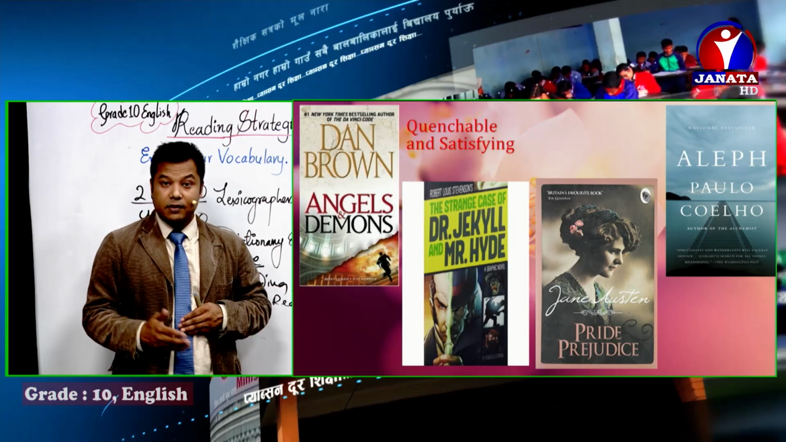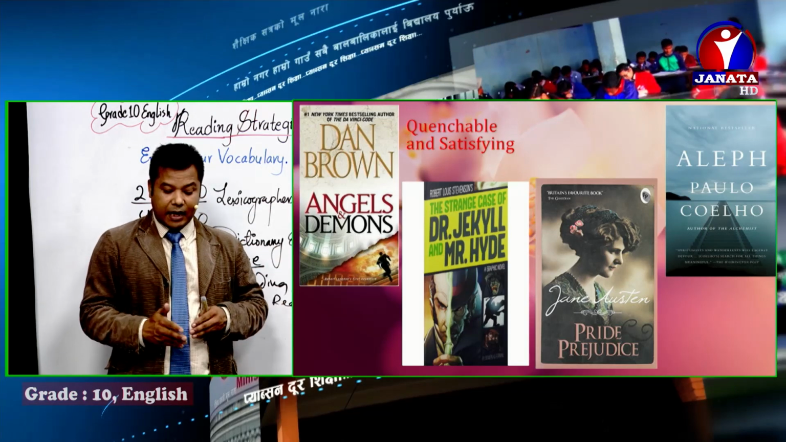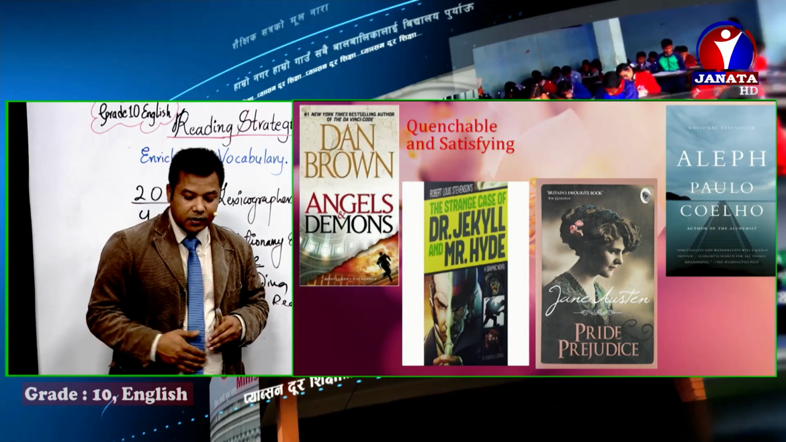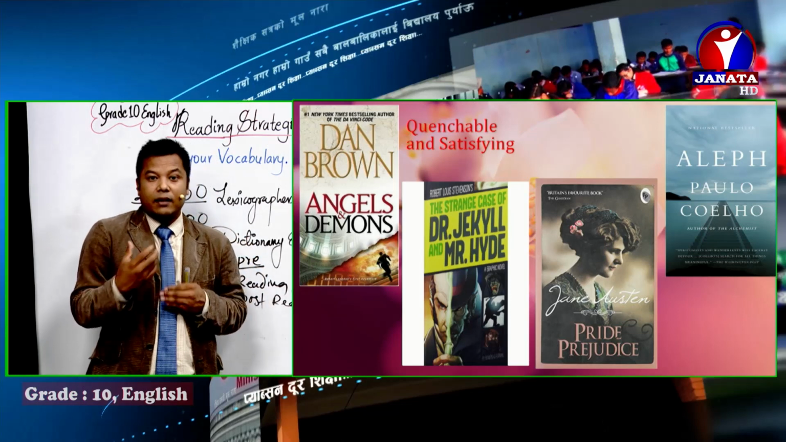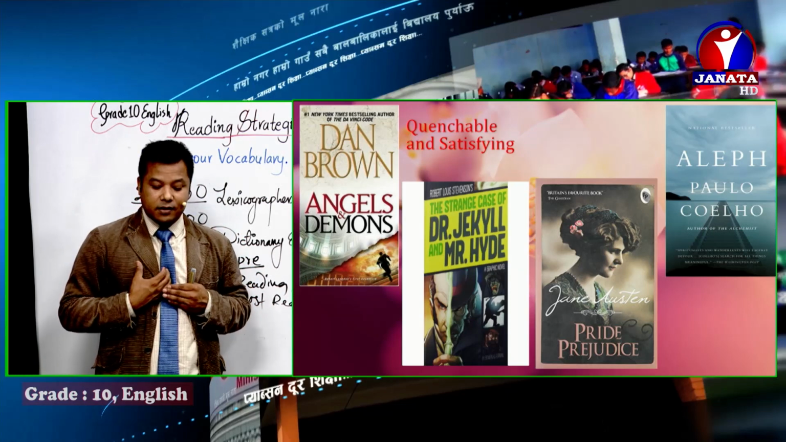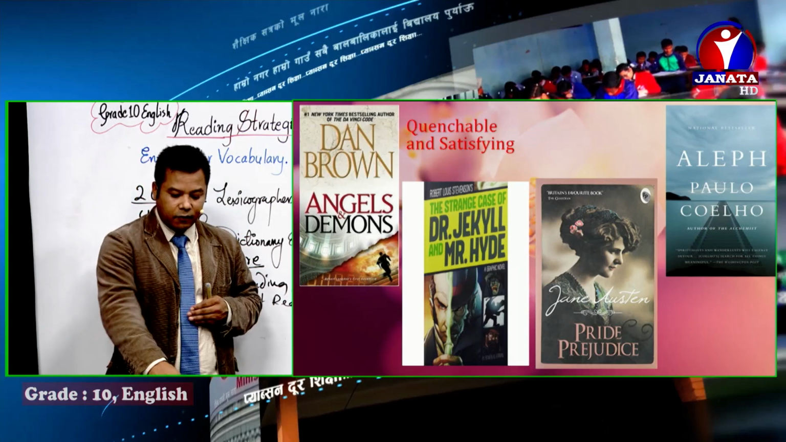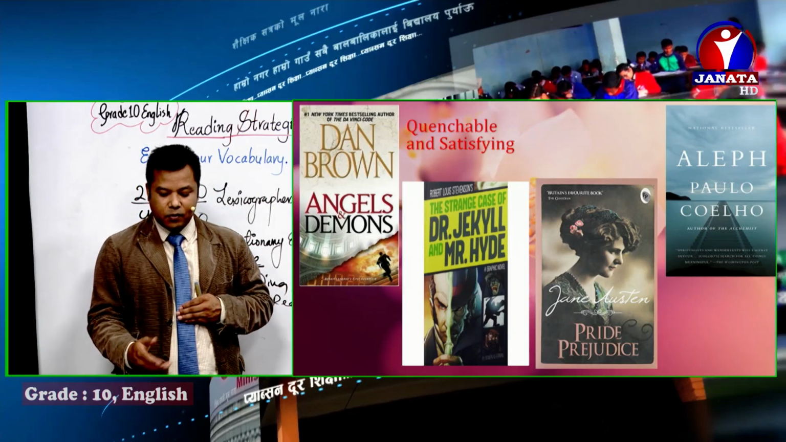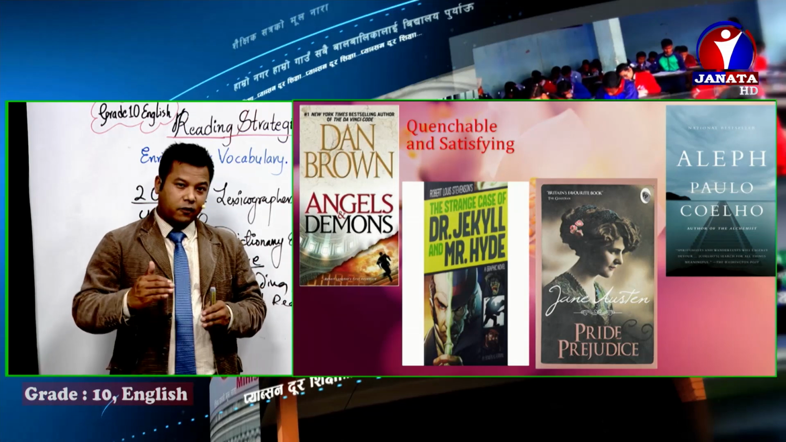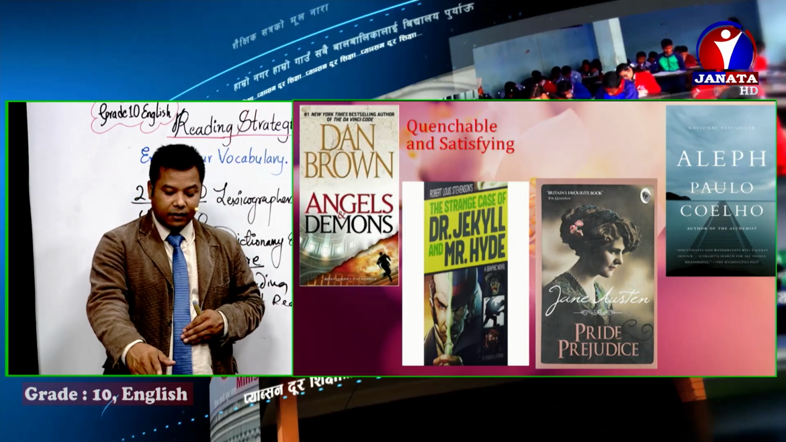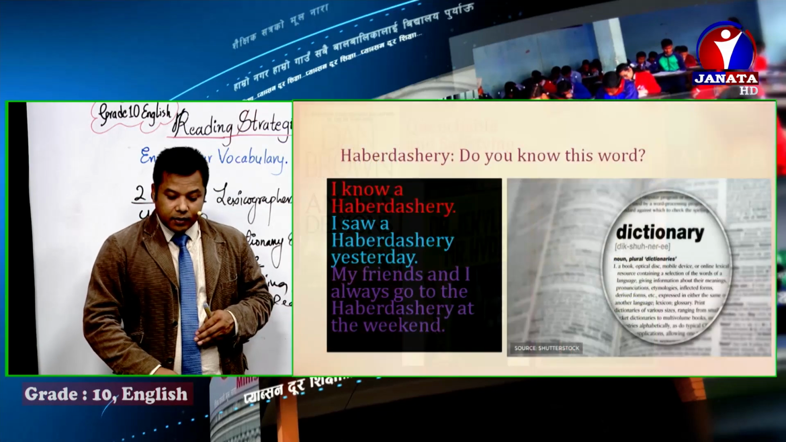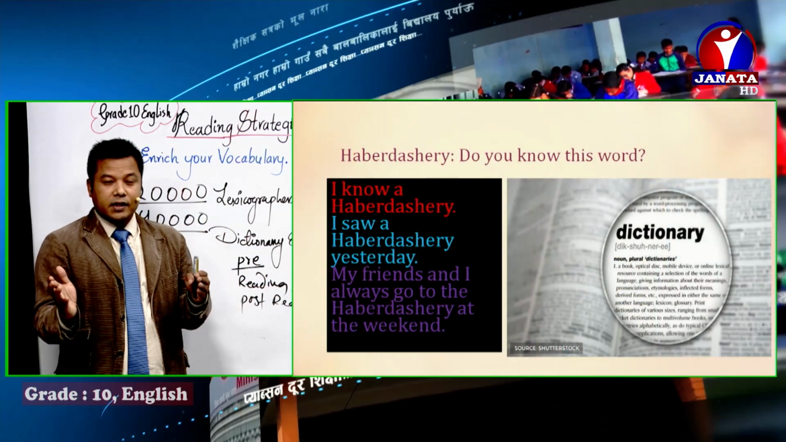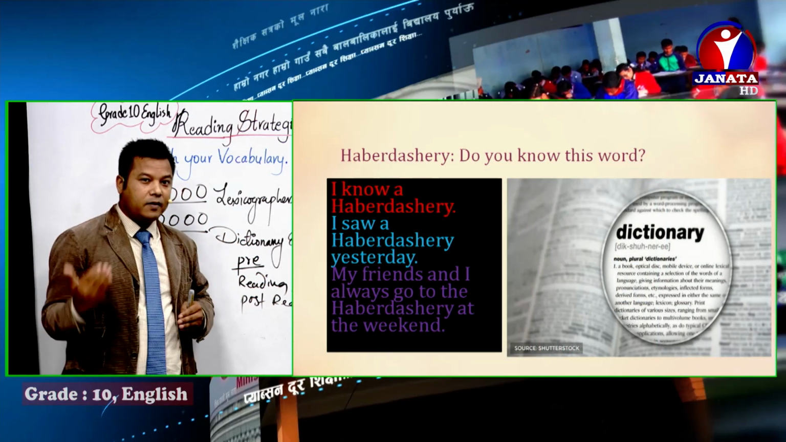Dan Brown's Angels and Demons, a conflict between science and religions. Robert Louis Stevenson's Dr. Jekyll and Mr. Hyde. It talks about the duality of personality inside us. Quite an interesting topic. If you go for a classic, you can read Jane Austen's Pride and Prejudice. And if you go for something a little modern, you can read Aleph by Paulo Coelho and his other novels. Now, yeah, so this is how we go on the journey of reading.